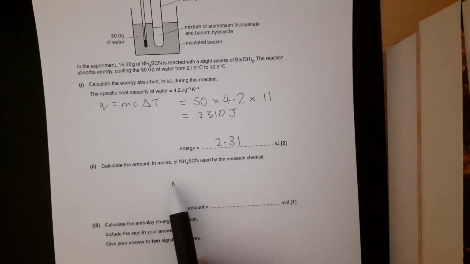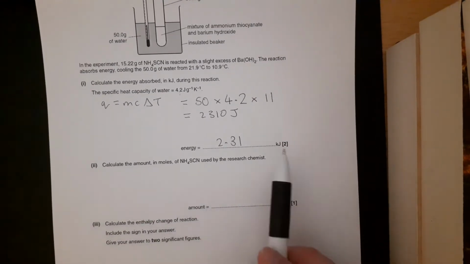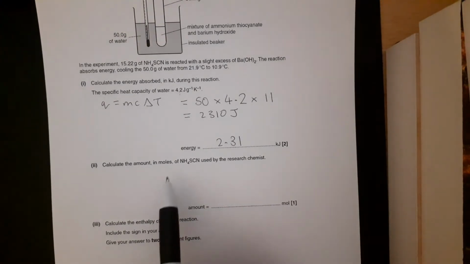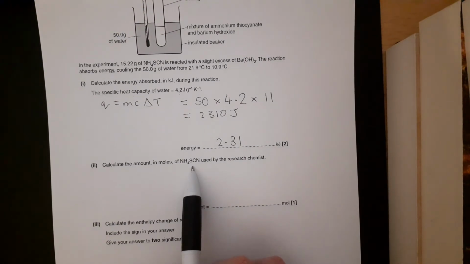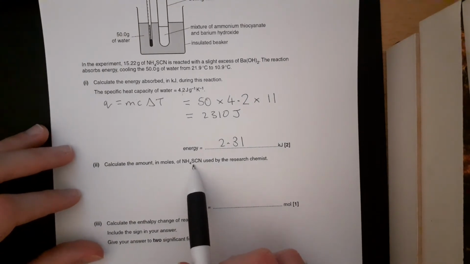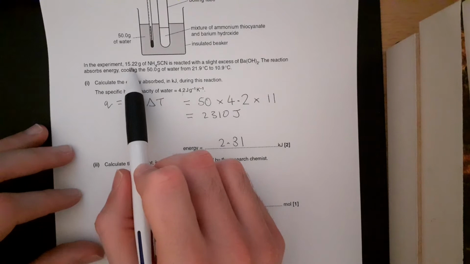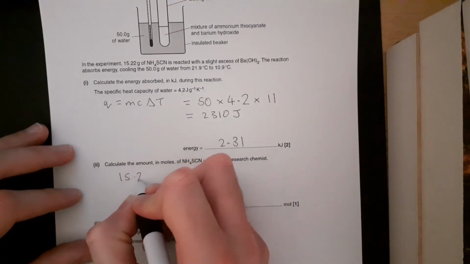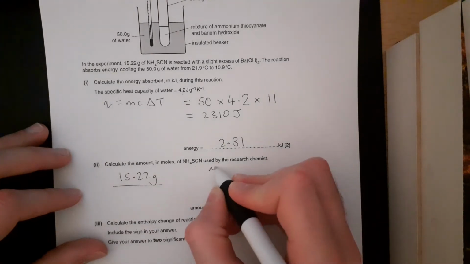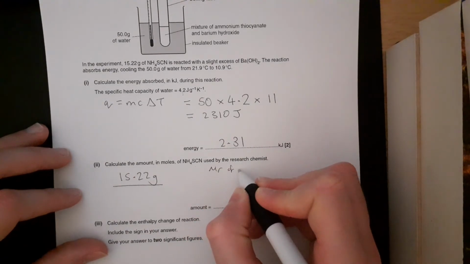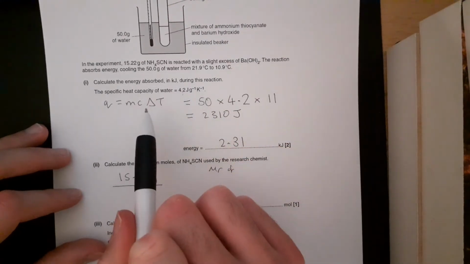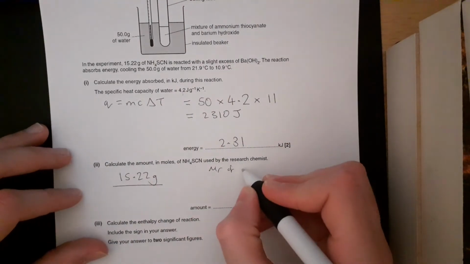Now we need to calculate the number of moles. We calculate kilojoules, then we calculate moles, and then we do one divided by the other. The moles are the mass divided by the formula mass. The mass of the ammonium thiocyanate was 15.22. Then we need to work out the Mr. Sometimes they tell you in the question, but they haven't told us, so we have to work it out.